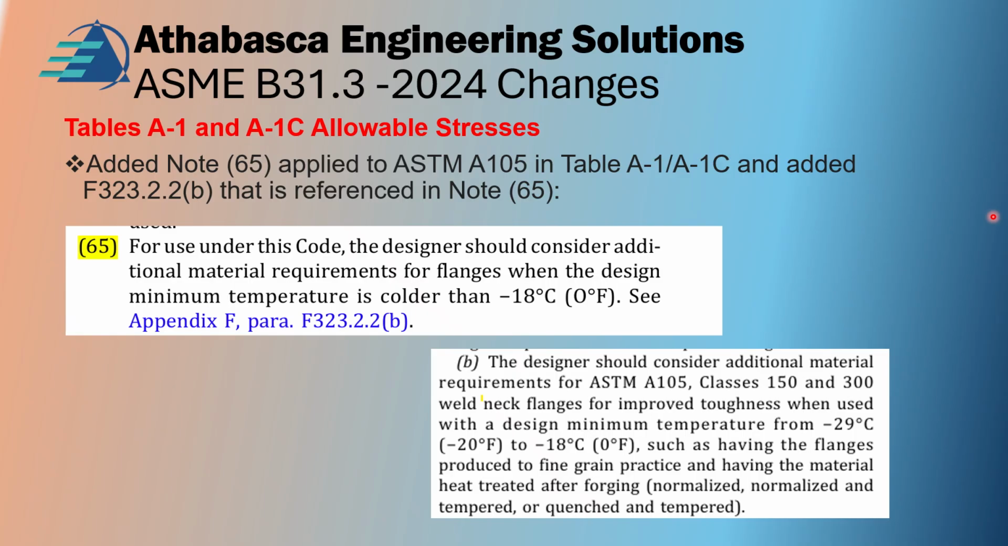And in particular, they're talking about the classes 150 and 300 pound weld neck flanges, and they're calling for an improved toughness in that range, which wasn't there before. The improved toughness was below minus 29, and now they have this requirement. And so, as such, the flanges have to be produced to what they call a fine grain practice, and having a material treated after forging: normalized, tempered, and quenched and tempered.